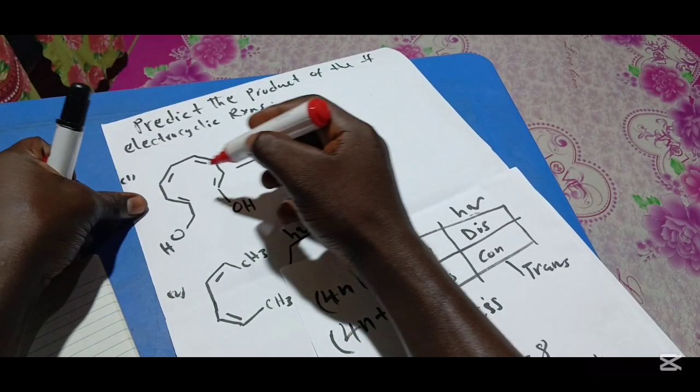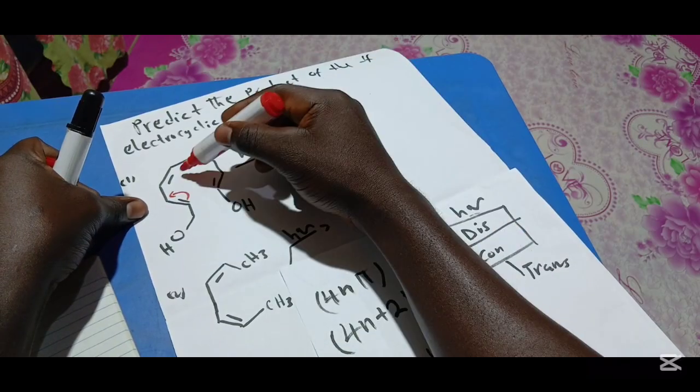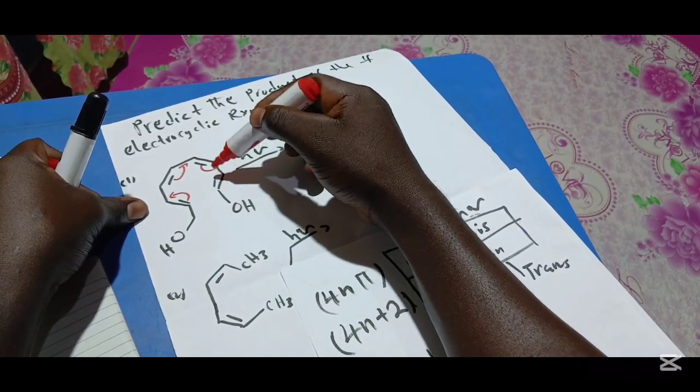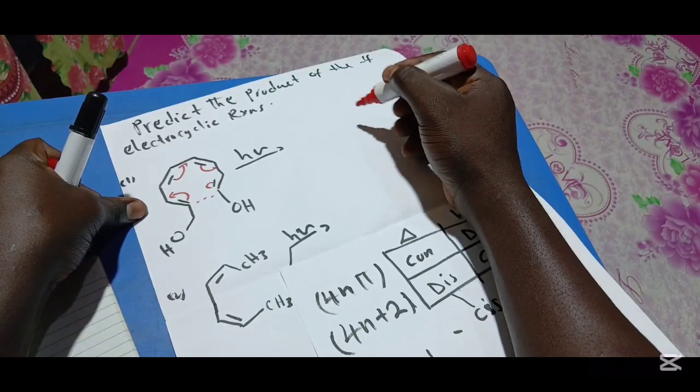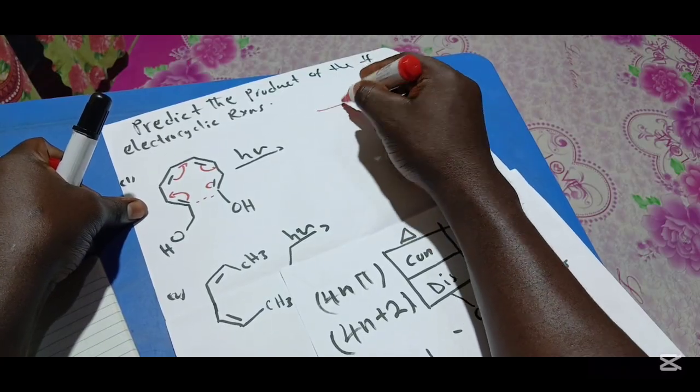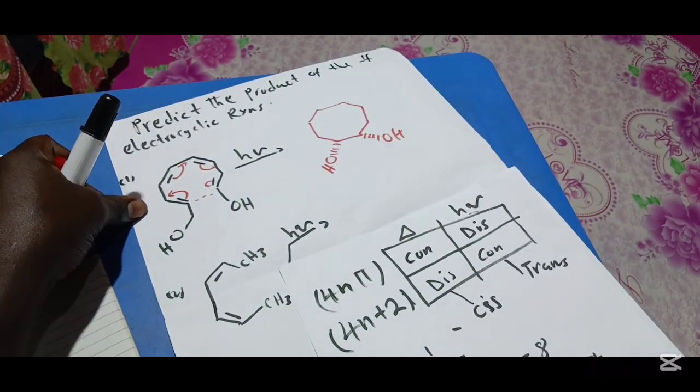Now you are mature. Do you know that this electron will move to that side, and this one will move to this side, this one will move here, and this one will move to form a sigma bond. So I can draw my product like this, just like this.